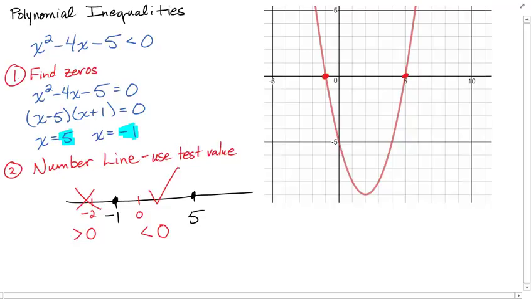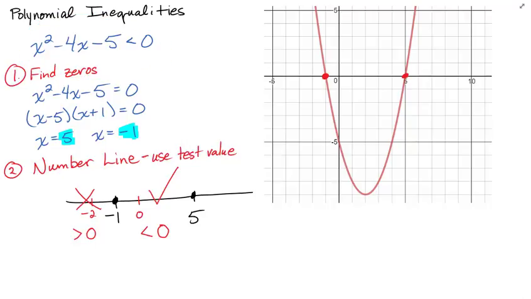And you could test it, right? So pick another number, for instance, say a 1. Plug it in to the inequality. You're going to get 1 minus 4, which is a minus 3, minus 5 is a minus 8. Again, less than 0, a solution to the inequality.